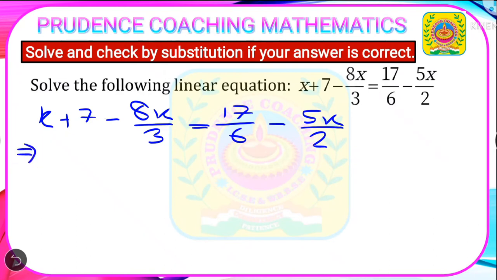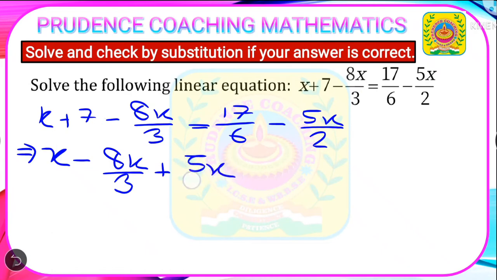First we need to take all the variables on the left hand side. So we will write here x minus 8x by 3. This minus 5x by 2 will come on the left hand side and become plus 5x by 2. We need to write 17 by 6, which was already there on the right hand side. This plus 7 will come on the right hand side and become minus 7.